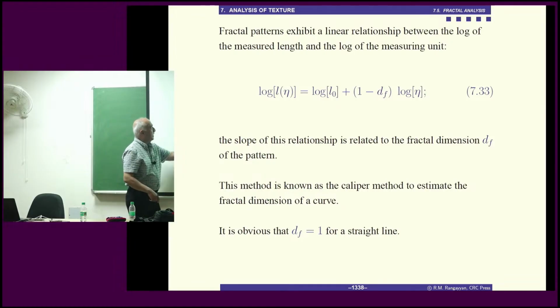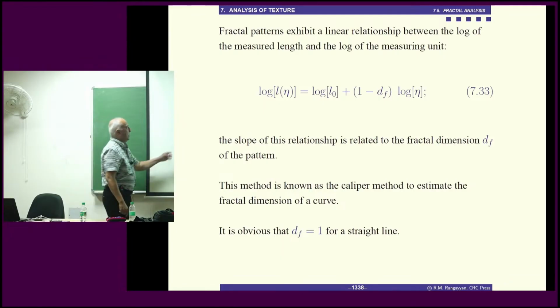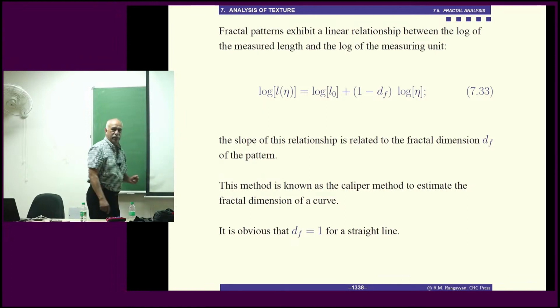For a straight line, DF is equal to 1. So you get one quantity. So this is known as the ruler method or the caliper method to estimate the fractal dimension of a curve.